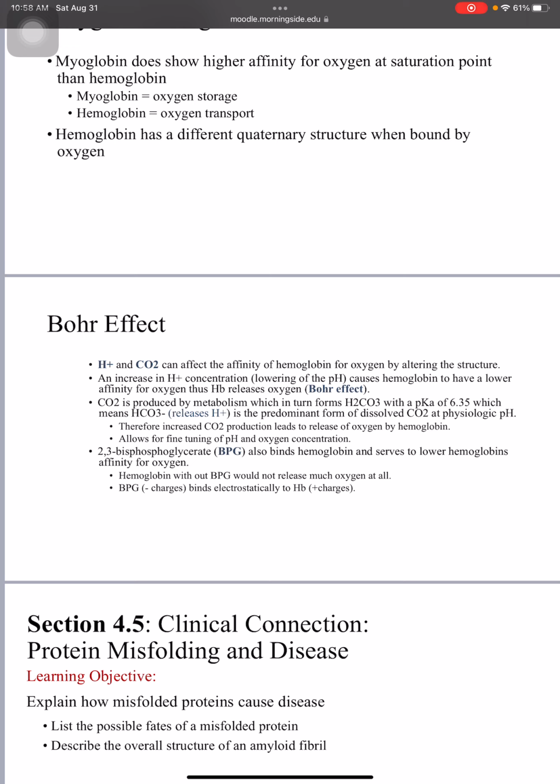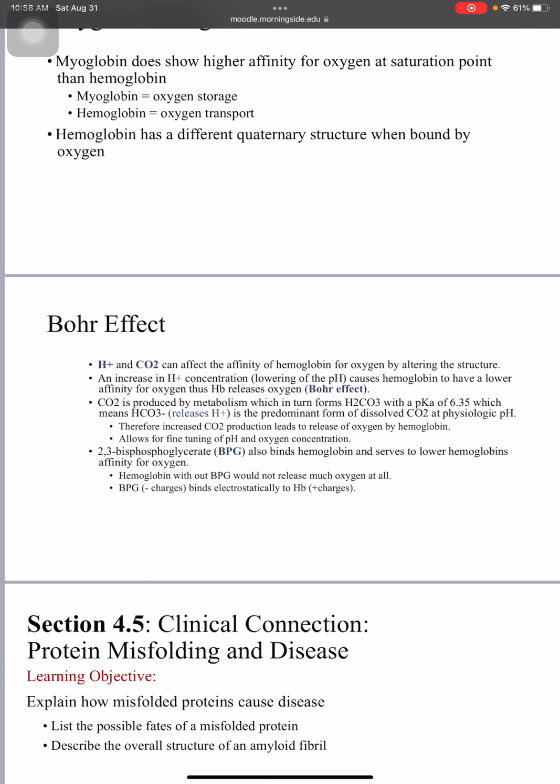When in the lungs, you actually have a slightly basic pH. That means hemoglobin's very favorable in its binding abilities to oxygen. As you go through the bloodstream and reach the muscle tissues, it's going to be a little bit more acidic, and this is going to cause it to drop it off. So that actually works out very well.